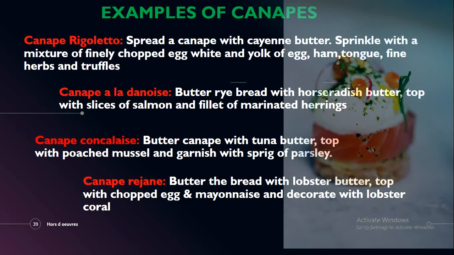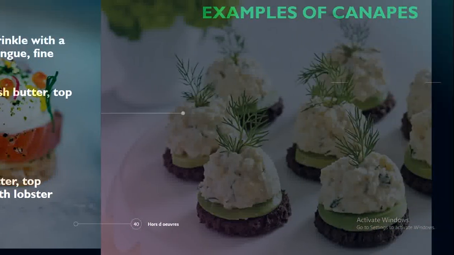And fourth one is canape regence. We are using lobster butter as spread, and we are using chopped egg mixed with the mayonnaise, and on top we are adding lobster corals. So these are the first 4 examples of classical canapes.